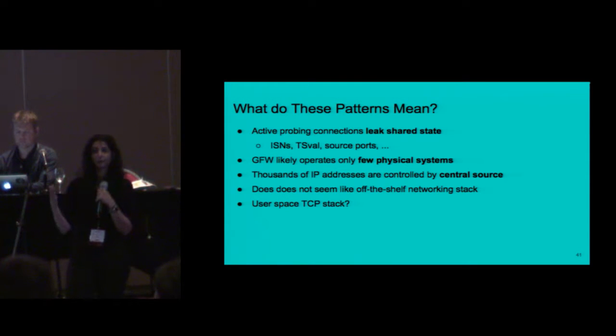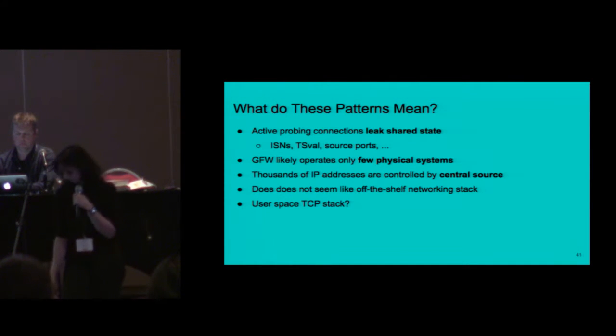And we found a lot more interesting patterns in the other layers. But what all these patterns mean is that we can actually fingerprint active probers. It also suggests that these thousands of IP addresses are centrally controlled. More importantly, in my opinion, it suggests that the Great Firewall has their own user space TCP stack, which actually led to something like that.